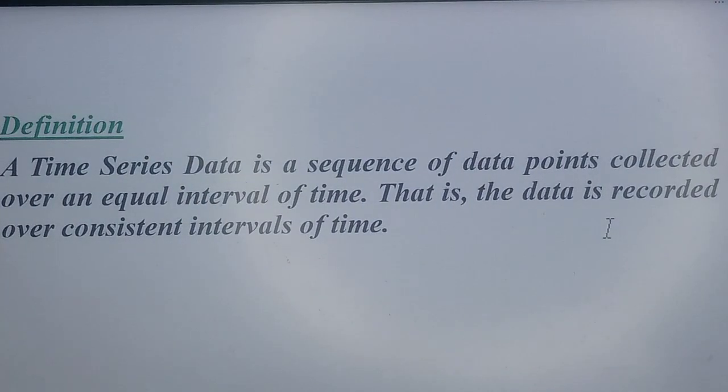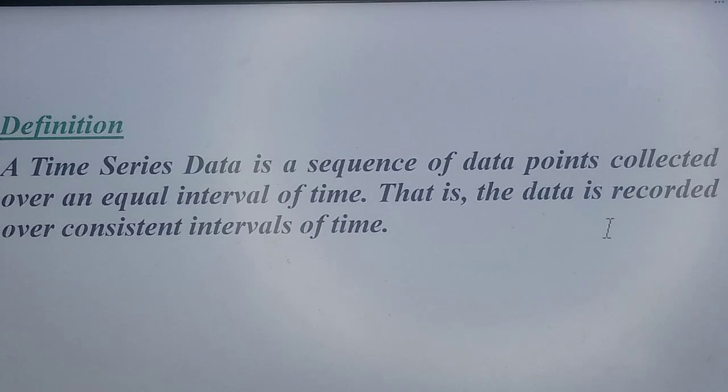All right, a time series data is a sequence of data points collected over an equal interval of time. That is, the data is recorded over consistent intervals of time. One of the properties or attributes that makes a data time series is the equal interval between the time an observation is recorded and the time the next and the subsequent observations are recorded.